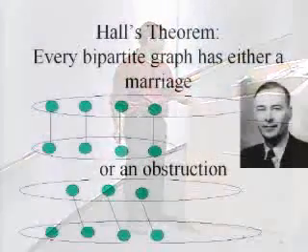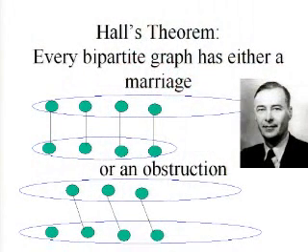Okay, now, Koenig's theorem is very closely related to another classic theorem, which is Hall's theorem, saying that if you have a bipartite graph, you can always find one of 2 structures, either a marriage or an obstruction. An obstruction is several points here that together have fewer neighbors than their number. So there's no edge from here outside.